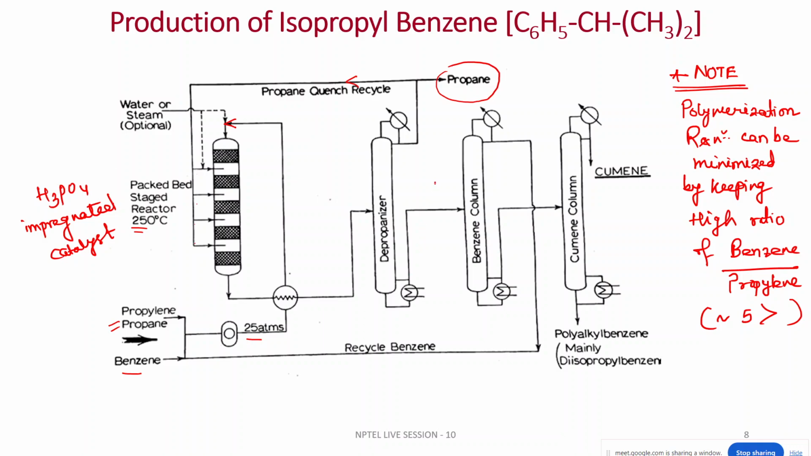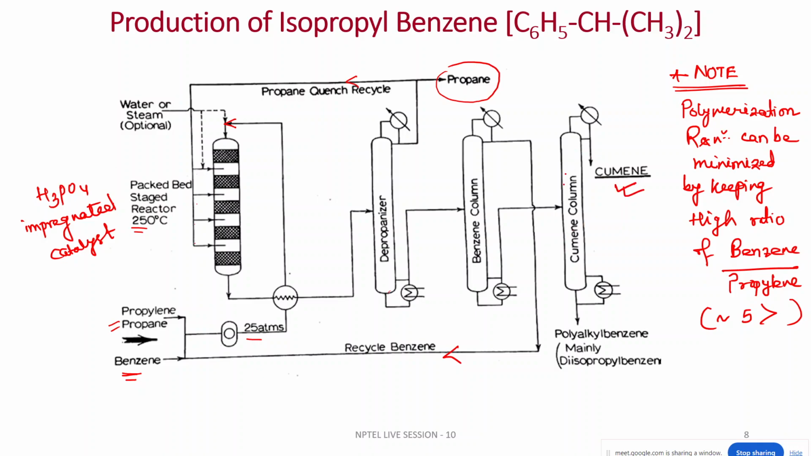So after we have taken out the propane, the rest of the heavier portion is sent to the benzene column where the benzene is regenerated and recycled to mix at the feed point, and the rest of the product is further sent to the cumene column where the top product we are having is cumene.